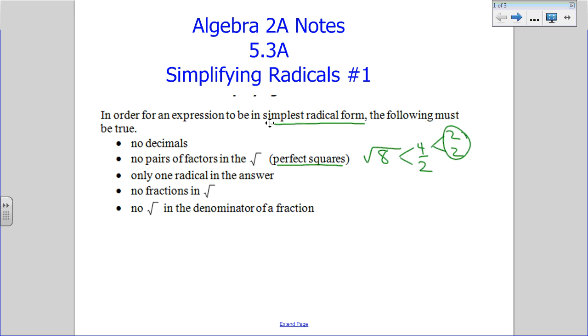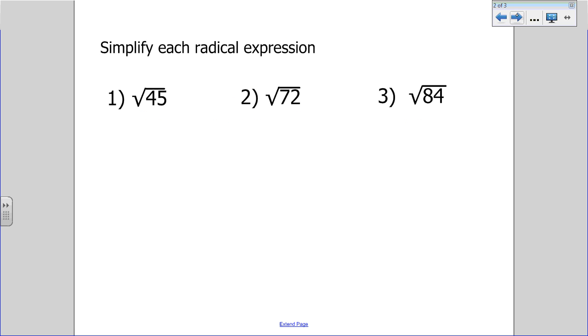So let's take a look at how those rules apply to this first lesson. So we have the square root of 45 that we're going to simplify first. What we could do is go through and look for perfect square factors, and I do like that option. If we think about what our perfect squares are, 1 times 1 is 1, which is not going to be useful for us in this case, but that's our first perfect square. The next is 4, because 2 times 2 is 4.